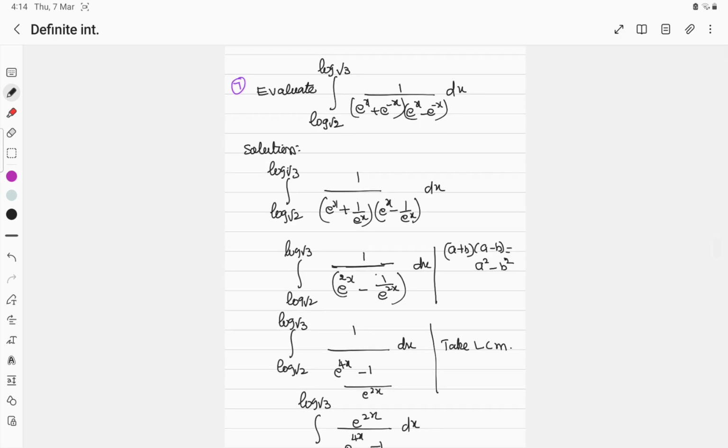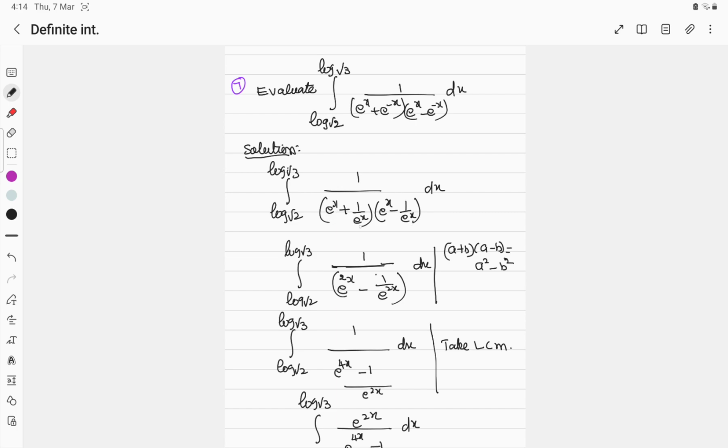Seventh one. Evaluate the integral from log root 2 to log root 3 of 1 by (e power x plus e power minus x) into (e power x minus e power minus x) dx. Solution. E power minus x is equal to 1 by e power x. We know that. Then this is in the form (a plus b) into (a minus b).